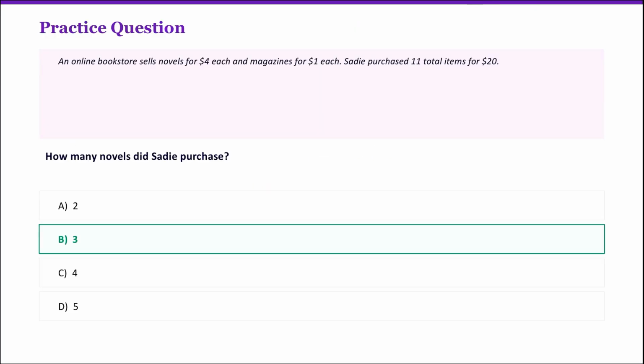Now let's do a practice question really quick. An online bookstore sells novels for $4 each and magazines for $1 each. Sadie purchased 11 total items for $20. How many novels did Sadie purchase?